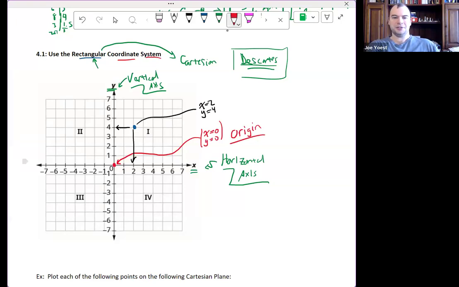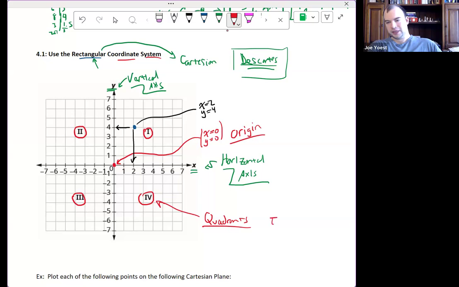We see that this plane has some Roman numerals here. It has these 4 quadrants. Typically, these Roman numerals are not explicitly written on the plane. We're just writing them here for demonstration. So these are the quadrants 1 through 4.